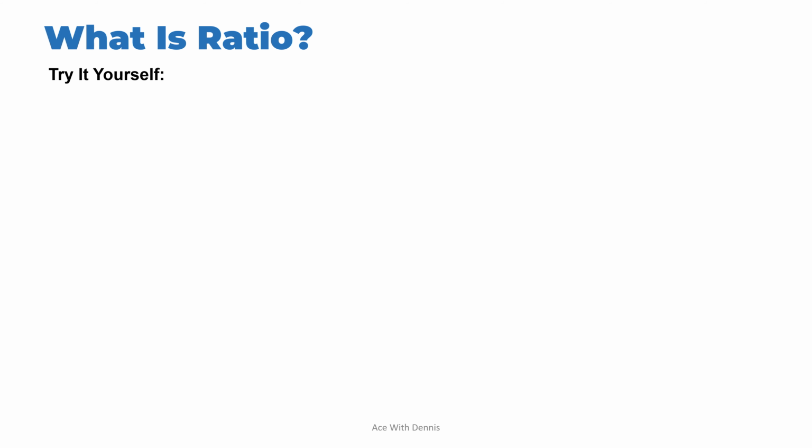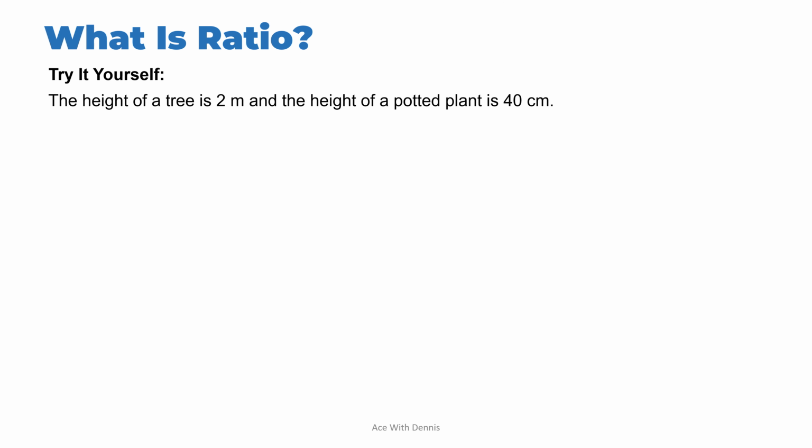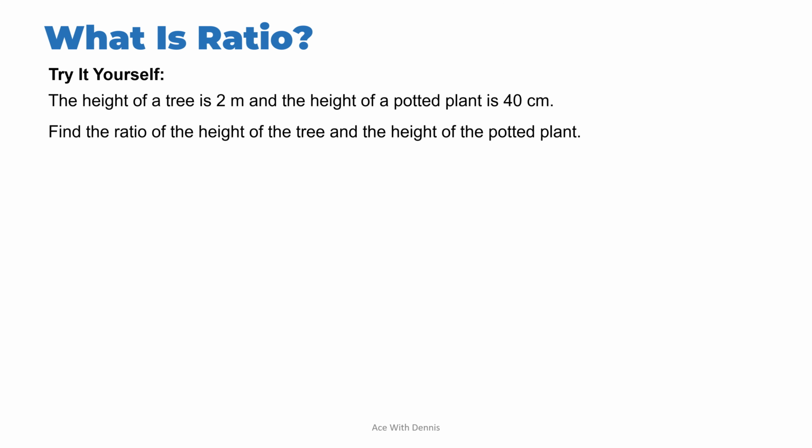Here is one example that you can try yourself. The height of a tree is 2 meters and the height of a potted plant is 40 centimeters. Find the ratio of the height of the tree to the height of the potted plant. You can pause the video and try to solve it yourself.